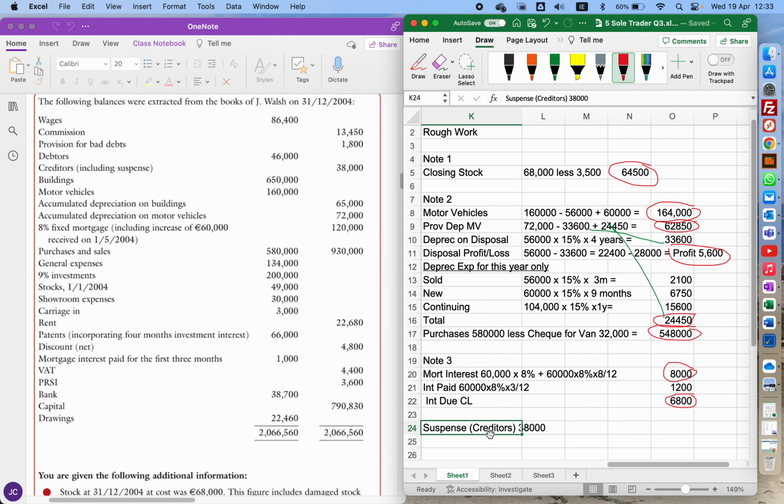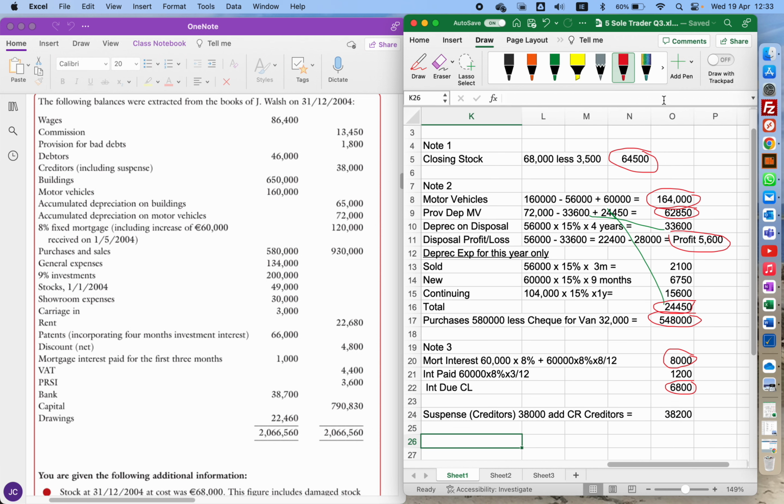Yeah. Jake, yep? Yeah? Okay. So I'm going to add a credit in creditors, and I'll be putting a debit in the mortgage interest to increase the mortgage interest, okay? So that means the creditors is now 38,200.